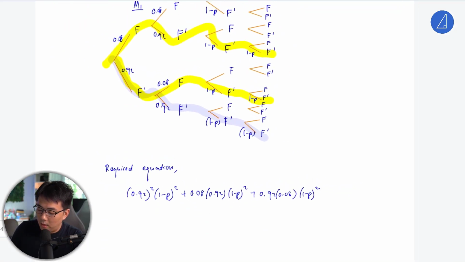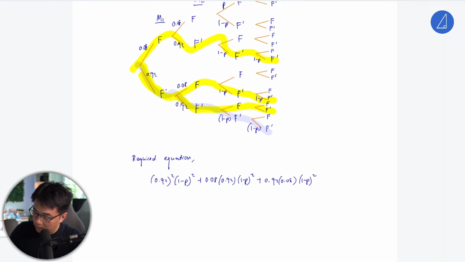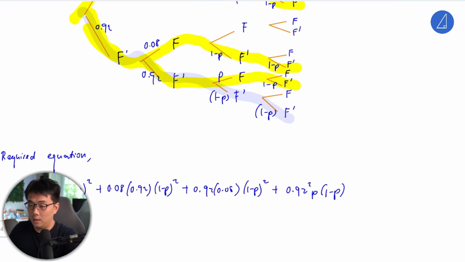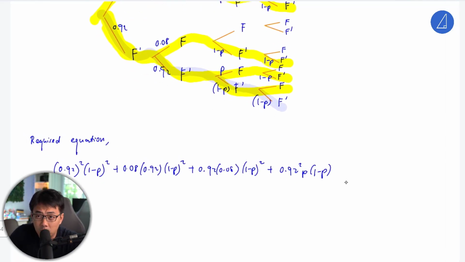Then obviously this would be F prime, F prime, F prime. This over here will be 0.92, 0.92, P, 1 minus P. The last one will be 0.92, 0.92, 1 minus P multiplied by P, which is actually the same. So you can put a times 2 there, but it's actually just the same thing. So 0.92 squared, then 1 minus P times P. These two can add up together, and this is 0.97, right?